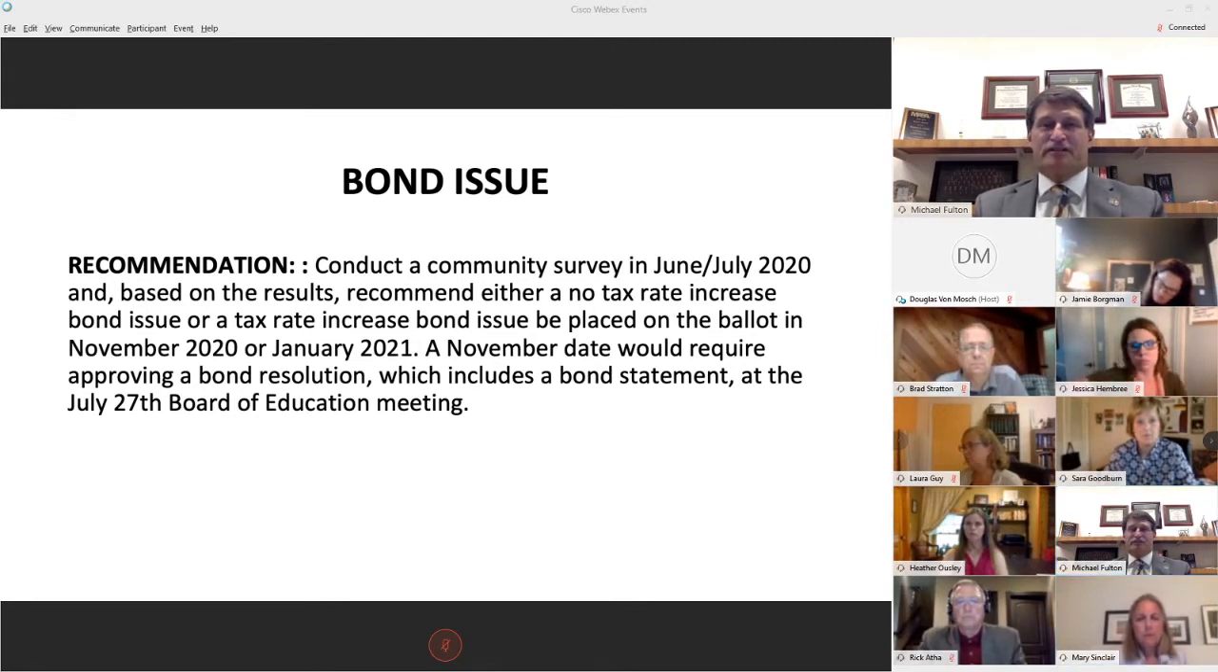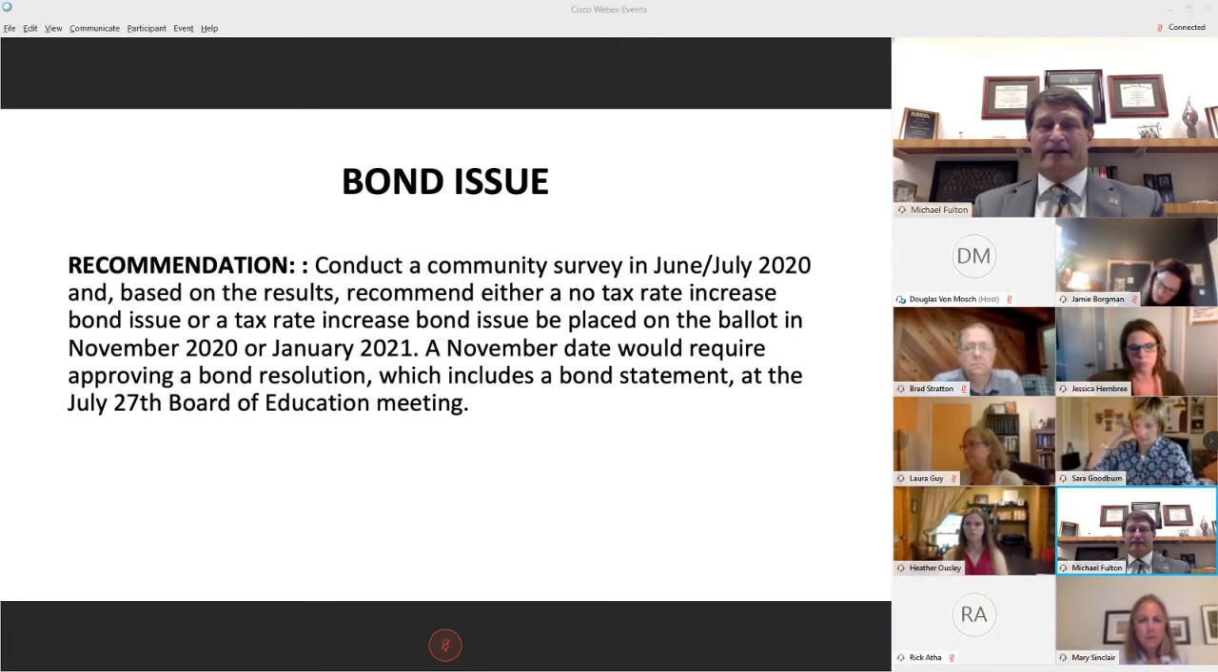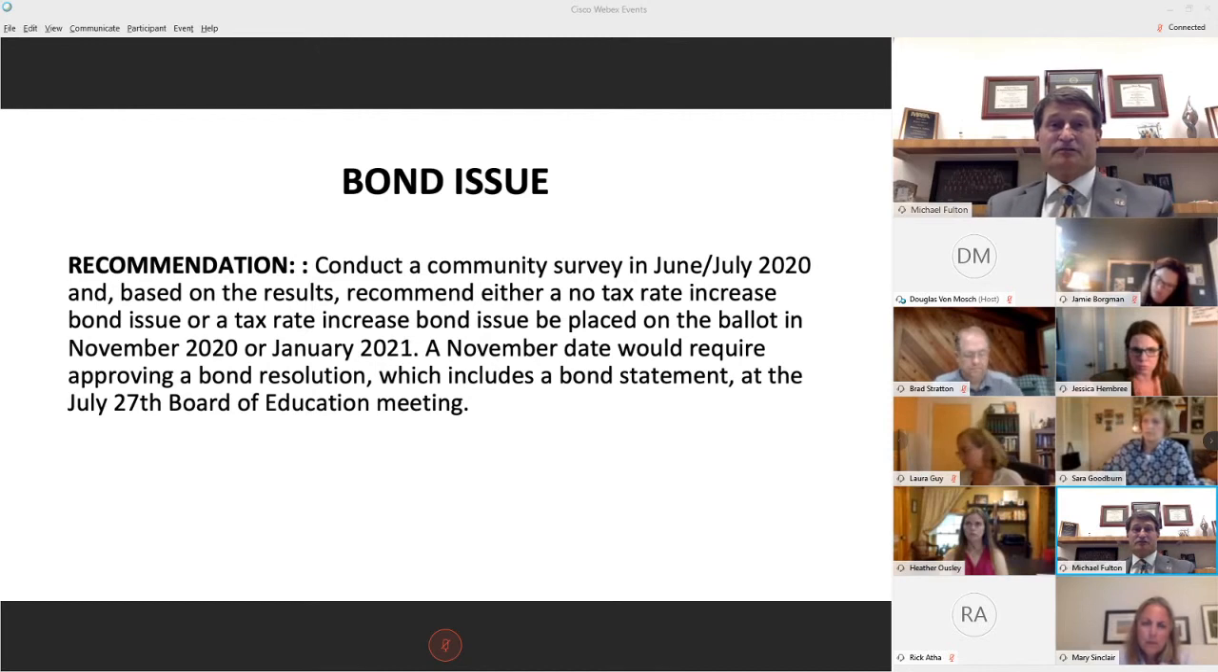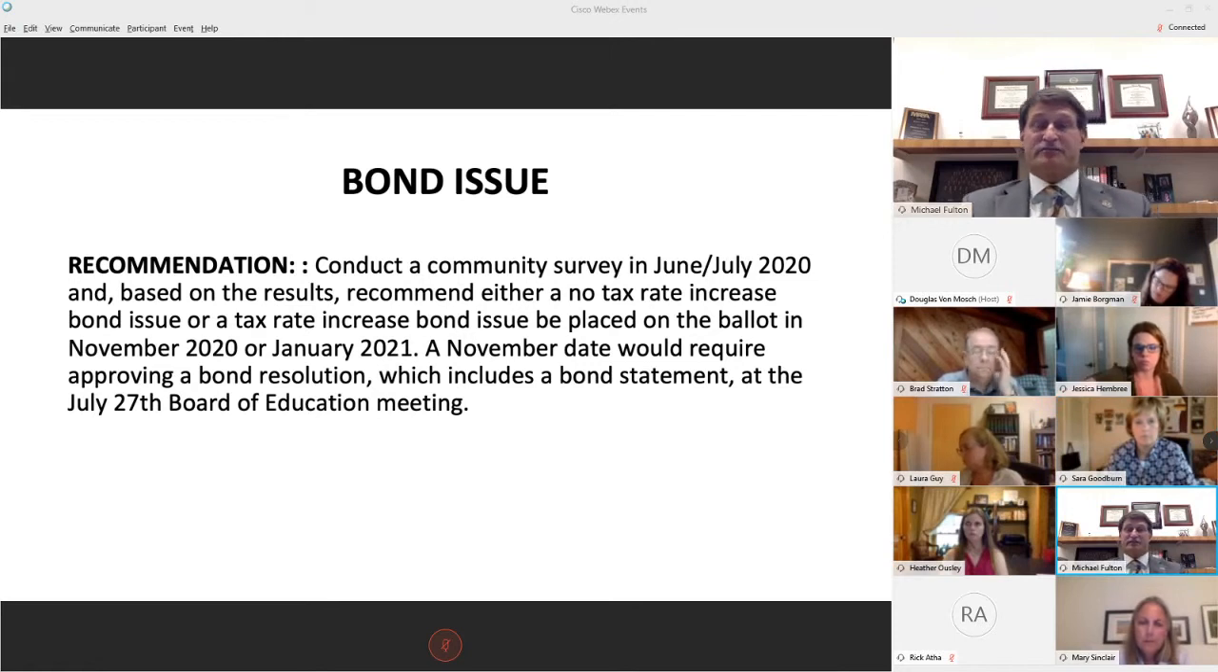And I've been involved in these surveys for years. The folks that do this are real experts at understanding where the community is on these issues. And this group's going to do a great job of helping us to get that information. And then the key thing is, once you get the data, pay attention to it, because it's going to be within a reasonable margin of error, probably right on in terms of where our community sits with their feelings about a bond issue, whether it's a no tax rate increase or a tax rate increase.